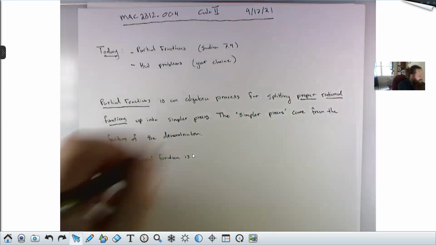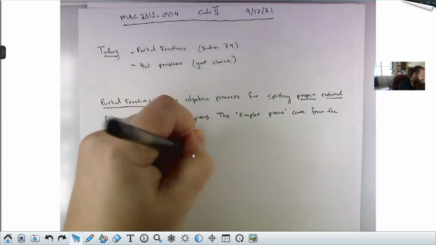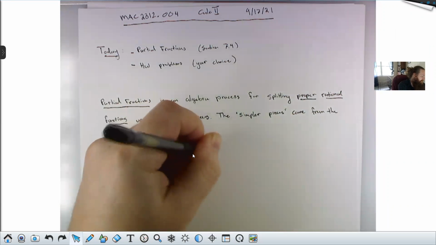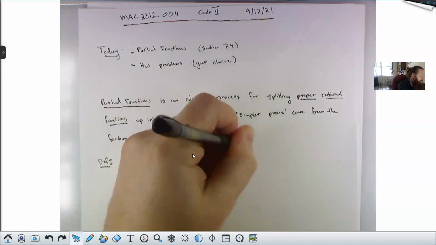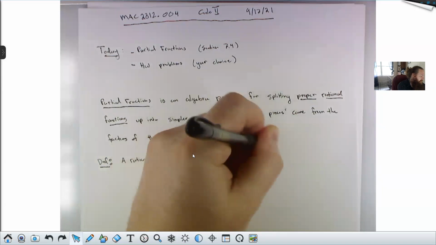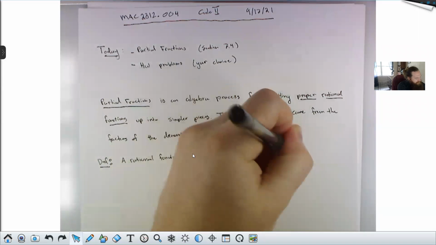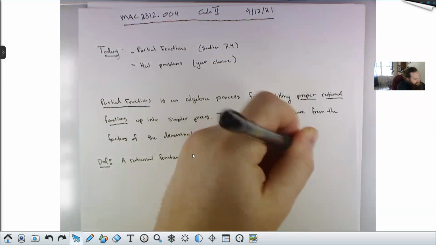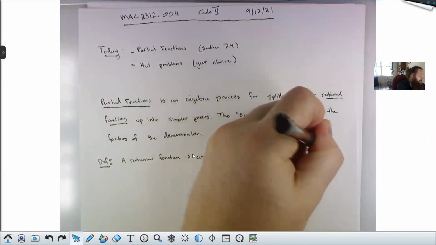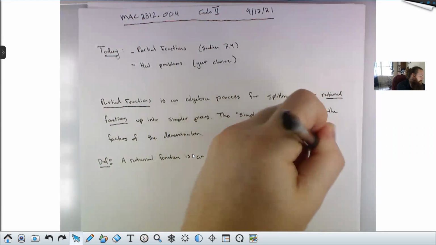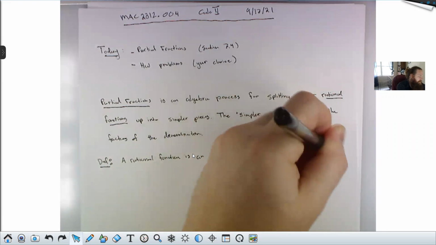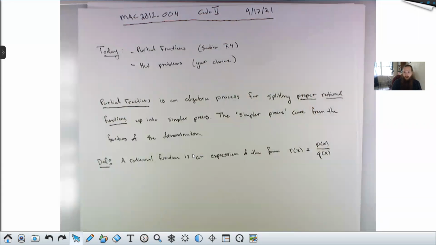A rational function is an expression of the form, I'll call it r of x. This is the notation we use in pre-calculus. R of x is equal to p of x over q of x. Right, it's a fraction. It's a function that is a fraction.